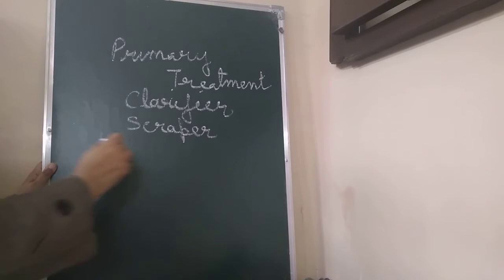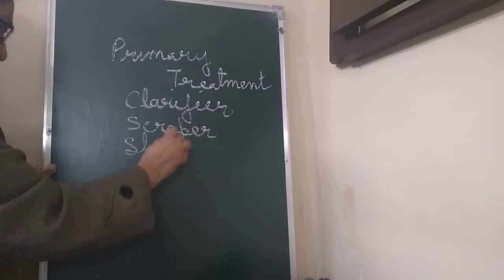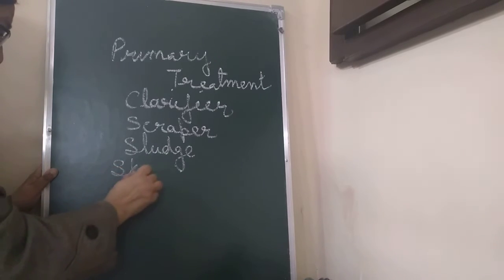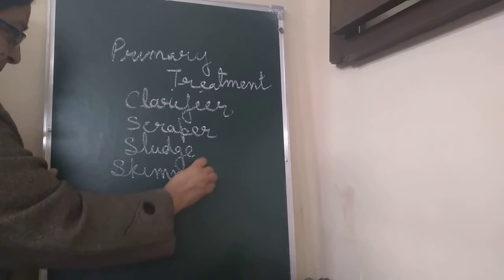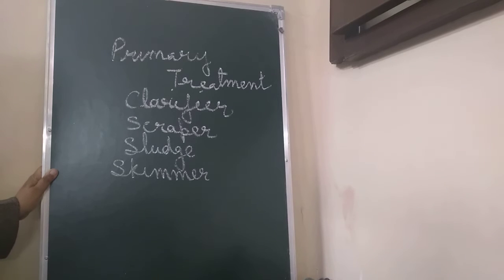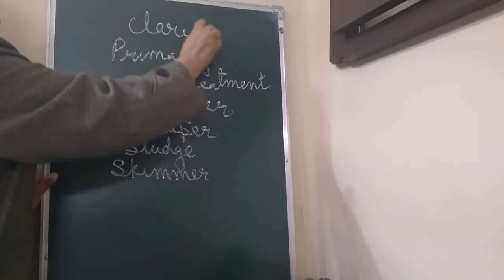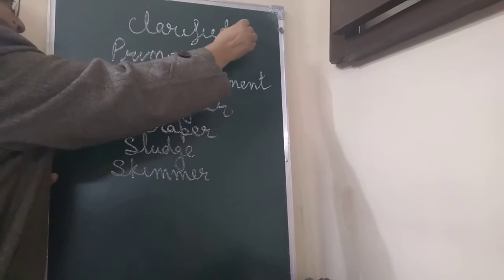This is called sludge. Floating materials like oil and grease are removed with the help of a machine known as a skimmer. The water that emerges from the settling tank, what is it known as, children? That is clarified water.